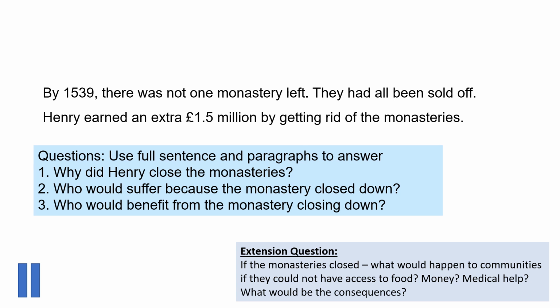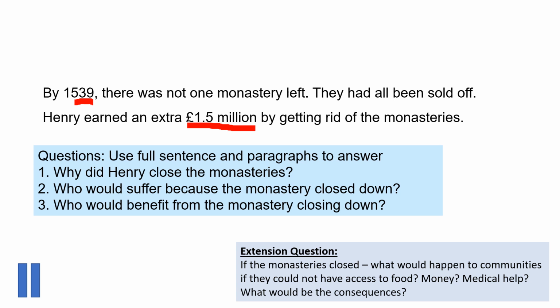And by 1539, there was not one monastery left. So they'd all been dissolved, they'd all been sold off and given away. And Henry earned an extra 1.5 million in total when he got rid of them. So he made an awful lot of money.